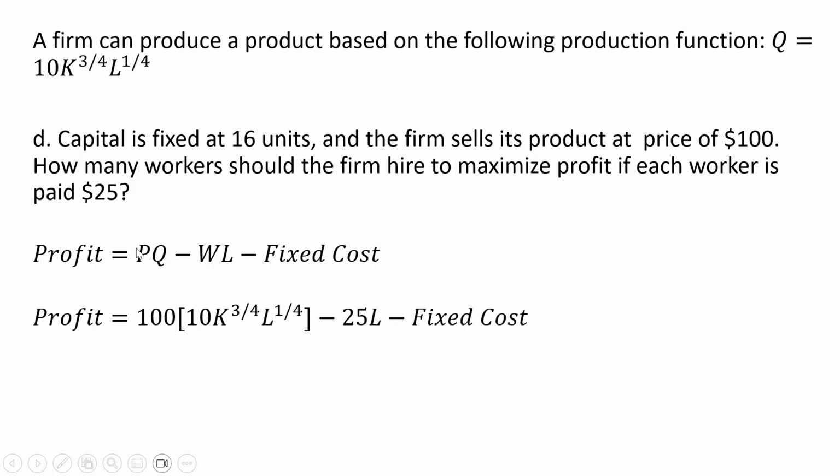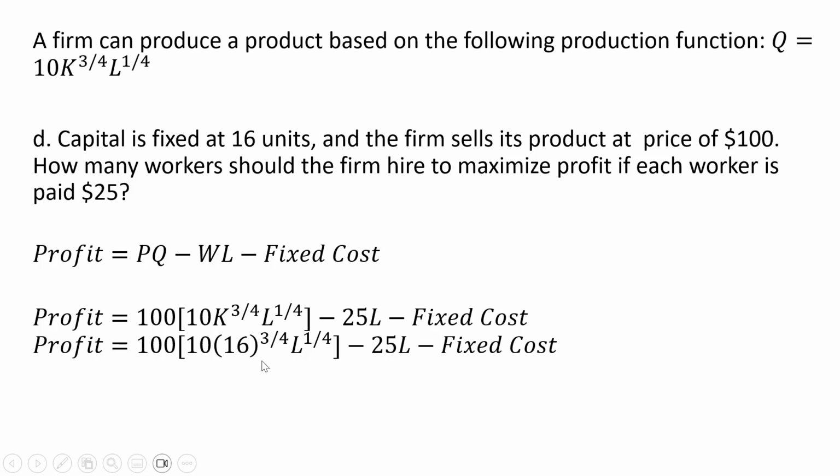So getting total revenue, which is price, $100 from the question. What is Q? I'm just going to substitute in the production function. Q equals the following, plugging that into brackets. The next step is the wage, which is 25, multiplied by units of labor. Now simplifying some more, we're going to plug in for K, we're going to plug in 16. Capital is fixed at 16. This is a short run type problem. So plugging that in, and now we're going to simplify here a little bit.